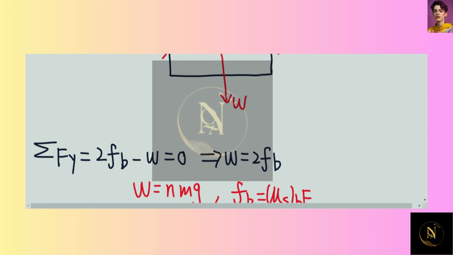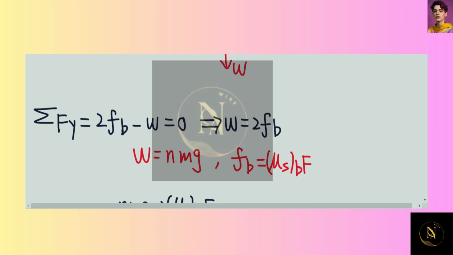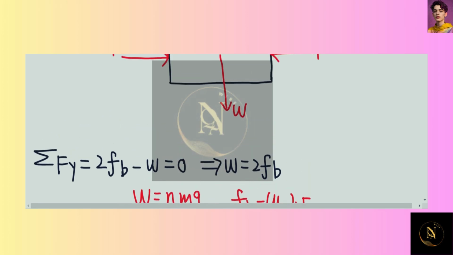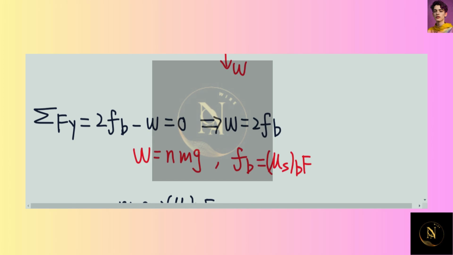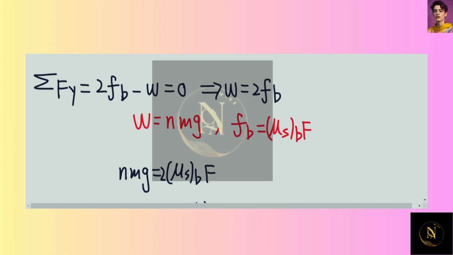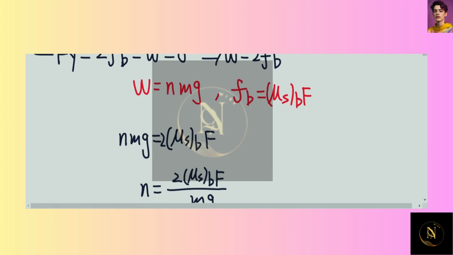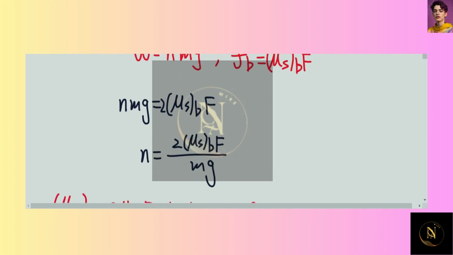N is the number of books, mg is the gravity, and we know FB here can be equal to mu SB F. Mu SB here is the coefficient of the static friction between the books, and F here is the force applied to the books. So if we do some arrangement here, we have N mg is equal to 2 mu SB times F. Eventually you have N is equal to 2 mu SB times F over mg.